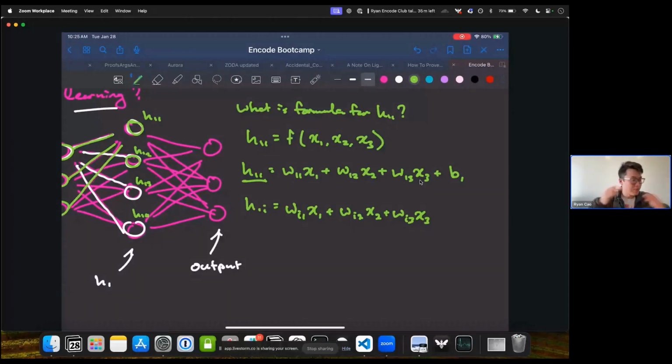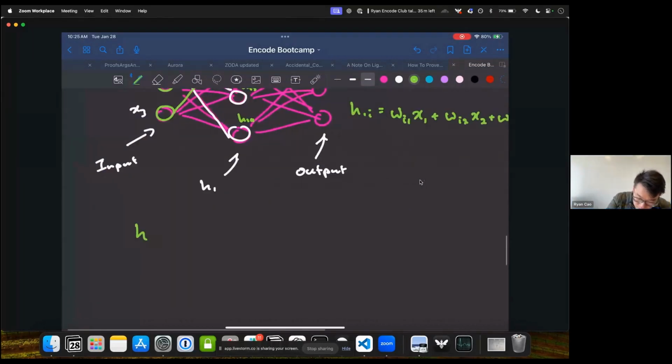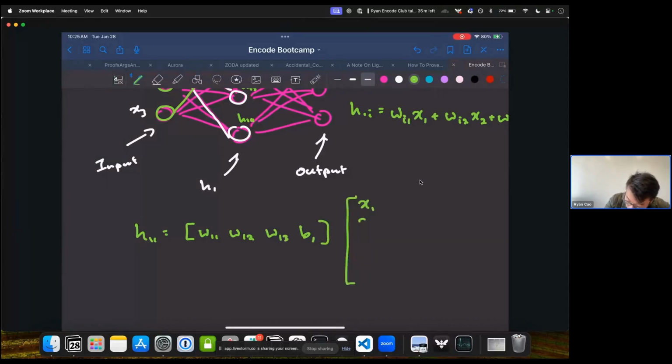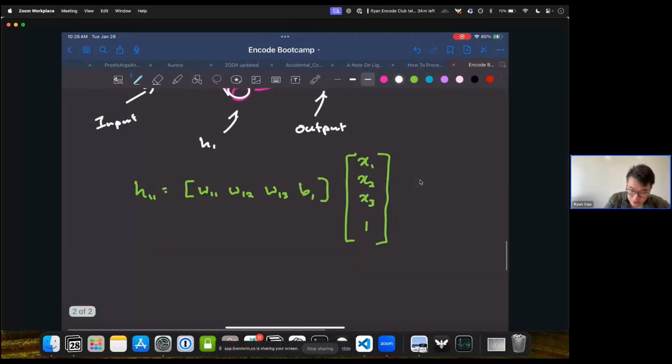Okay, so to write this out a little more specifically, h11 equals the row vector w11, w12, w13, b1 times the column vector x1, x2, x3, and the constant 1. If you remember how dot products work, you basically just zip the two lists. So you go w11 times x1 plus w12 times x2 plus w13 times x3 plus b1 times 1. Okay, so this is the TLDR behind how you get h11.